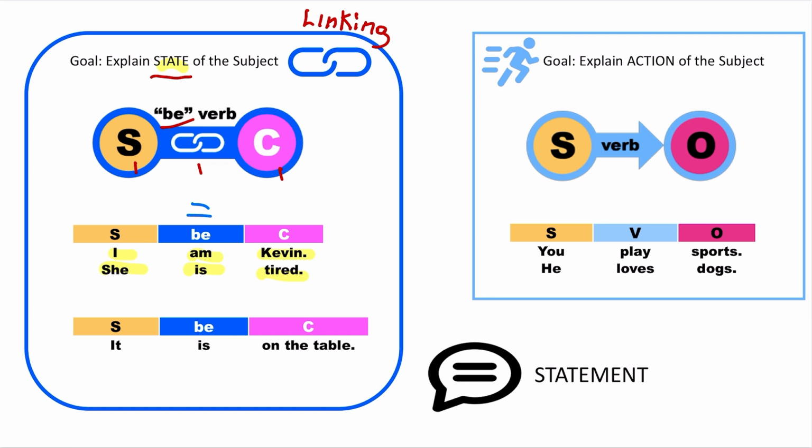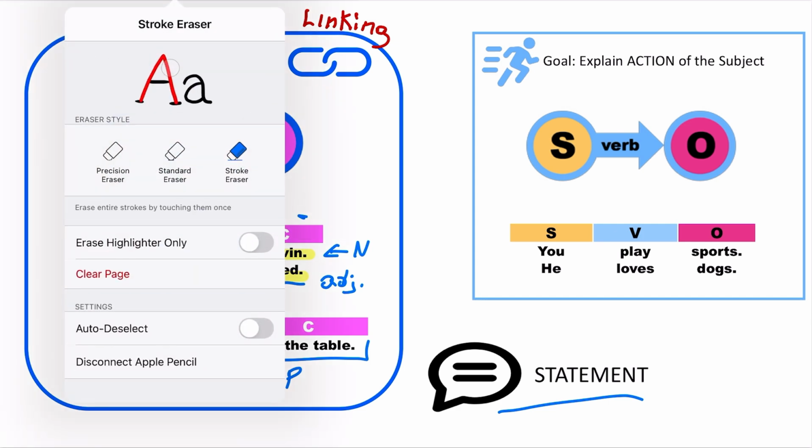We can use this for nouns. We can use this for adjectives. And we can use this for preposition phrases. It is on the table. It is in the car. Things like that. That is our be verb for a basic statement, one thought. I exist as Kevin. All right?